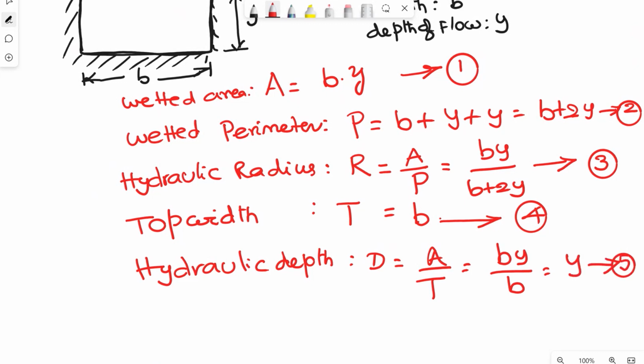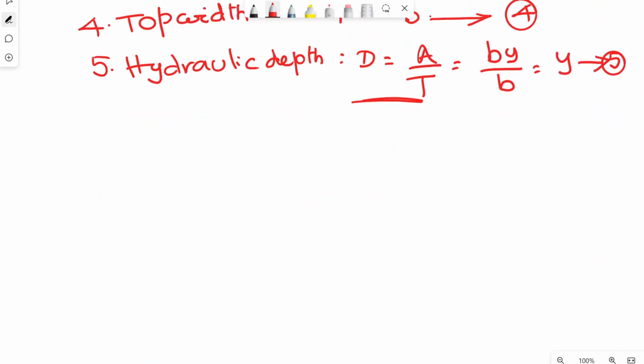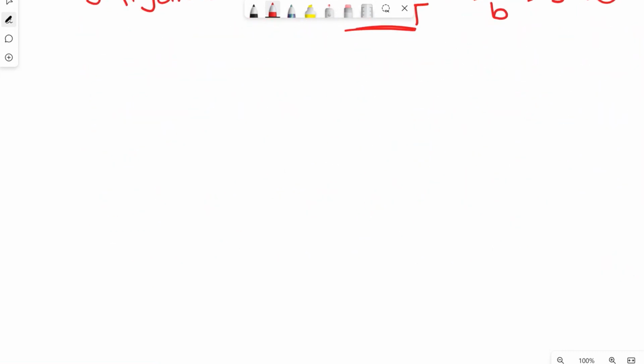So for any channel section, these are the 5 we should remember. Number 1, wetted area. Number 2, wetted perimeter. Number 3, hydraulic radius. Number 4, top width. Number 5, hydraulic depth. Basically, R is equal to A by P, D is equal to A by T. So one channel section I have completed. Then I take another channel section for your understanding. Whatever is there for you in the syllabus, that only I am taking.